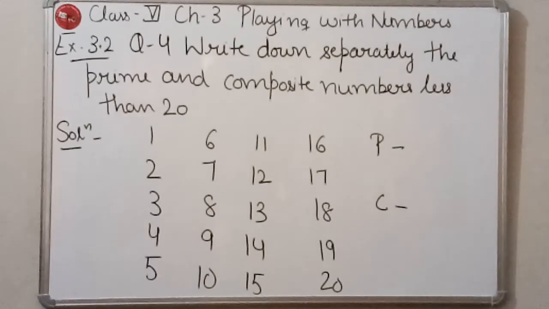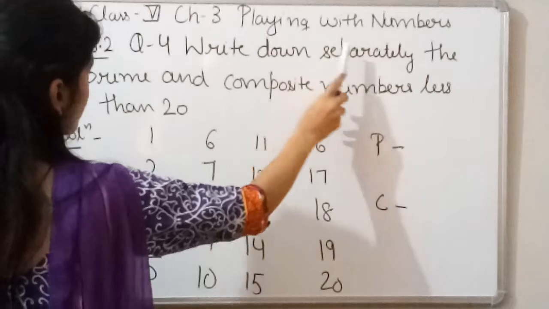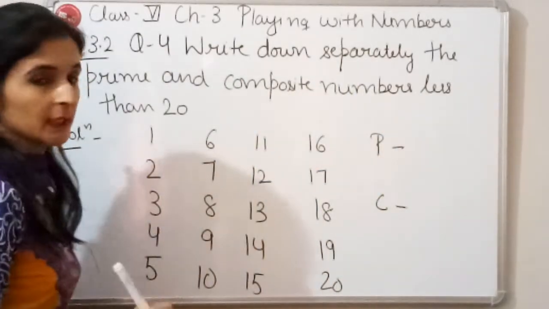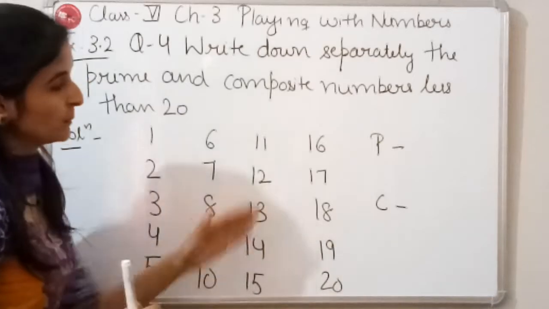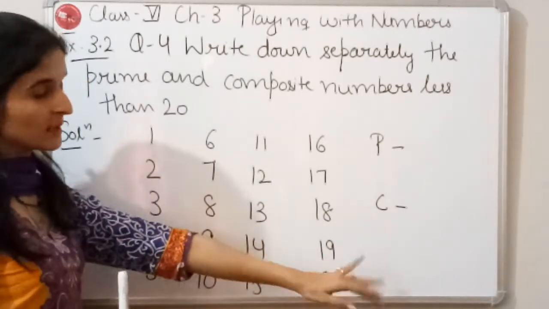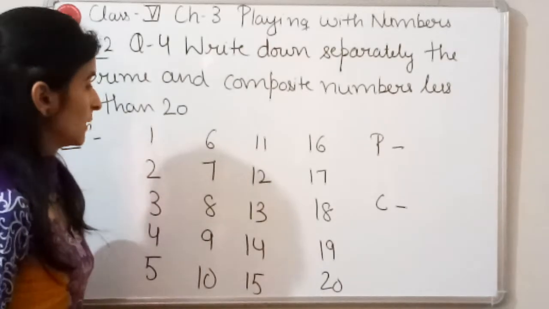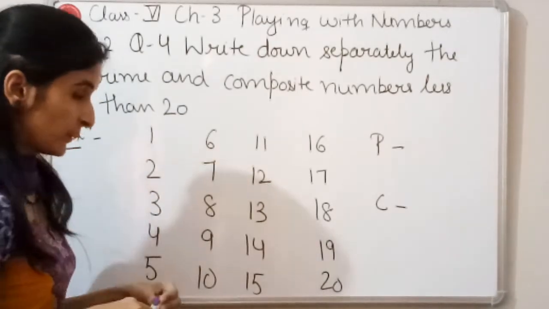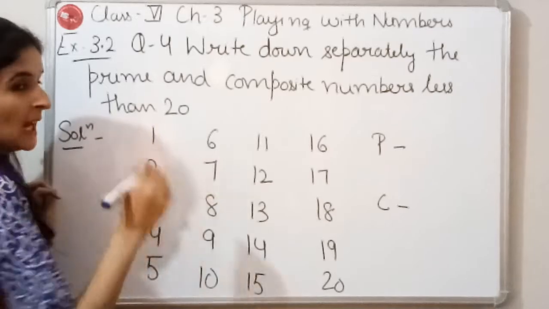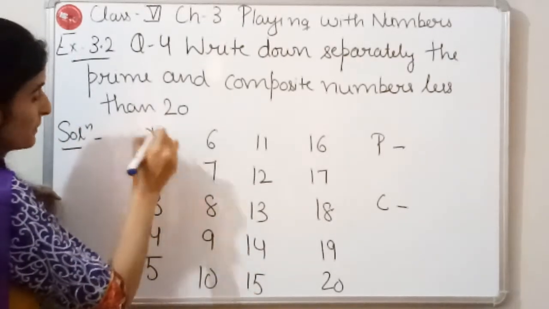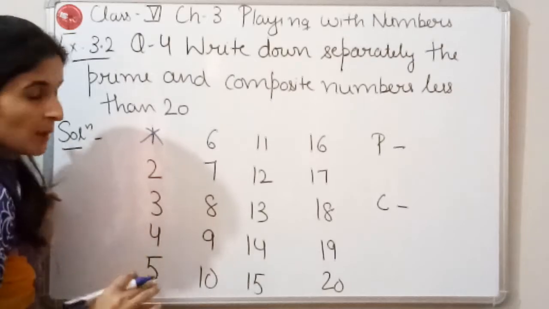Now let's start with the next question. Question number 4. Write down separately the prime and composite numbers less than 20. Here we have to write down prime and composite numbers separately less than 20. Okay. So 1. 1 has only one factor, that is 1. So 1 is neither a prime number nor a composite number.